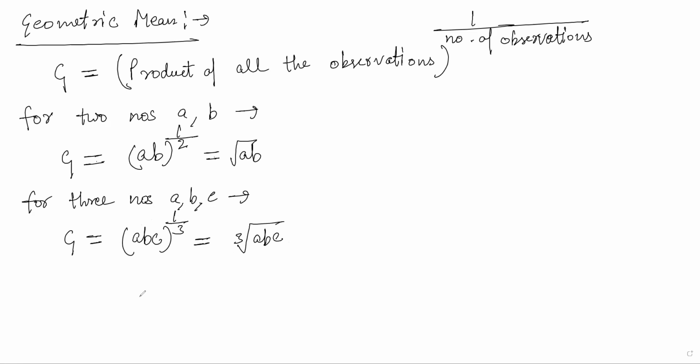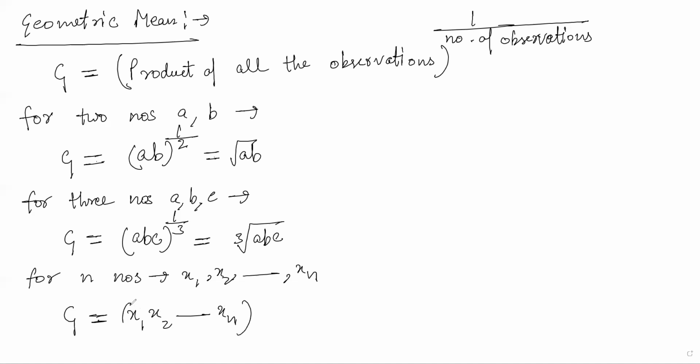Right. This can obviously be expanded to n numbers. Let's say these n numbers are x1, x2 up to xn. So what will be their GM? Their GM will be the product of all the n observations, that is x1 into x2 into x3 up to xn, to the whole power 1 by n. So that is the formula for geometric mean.